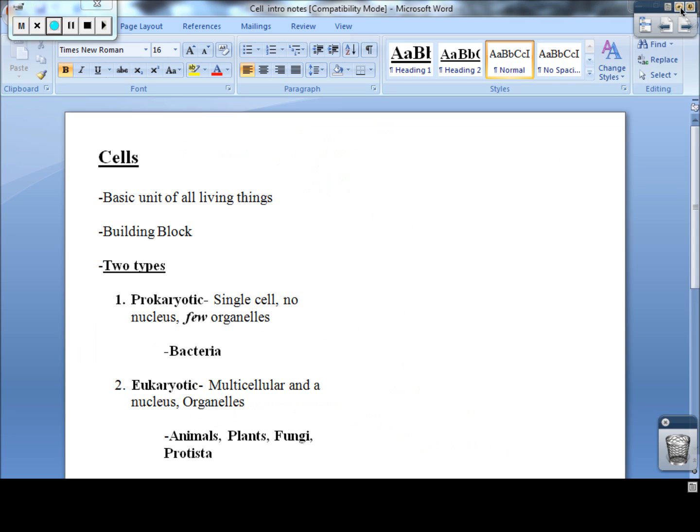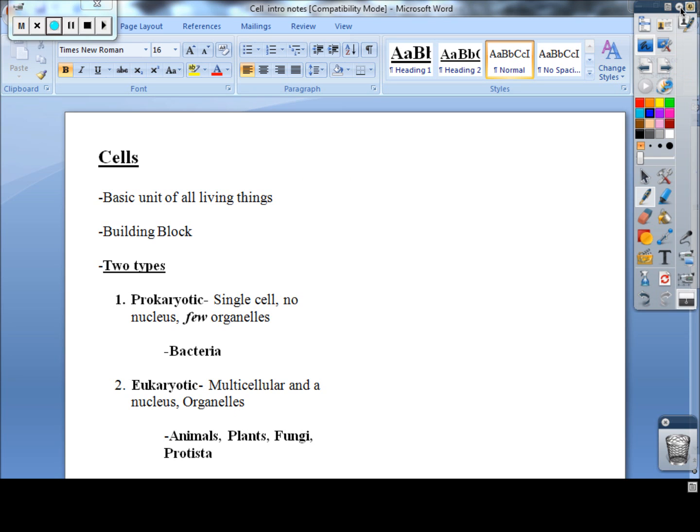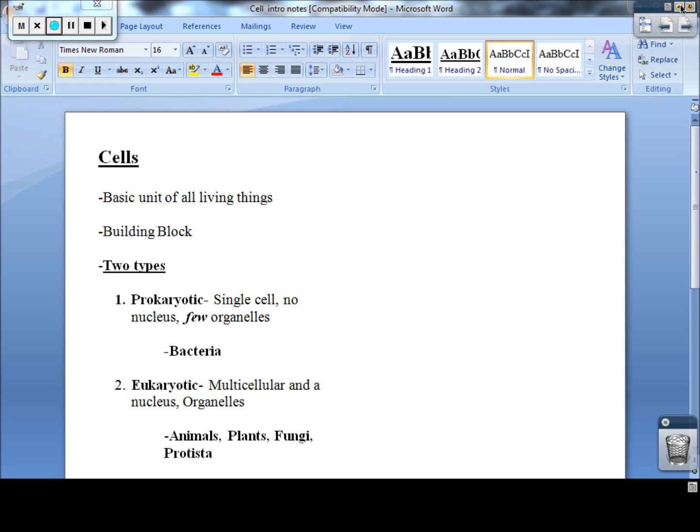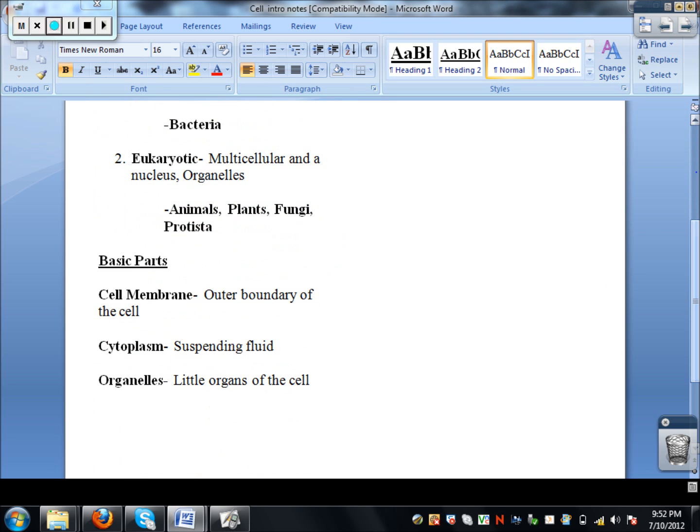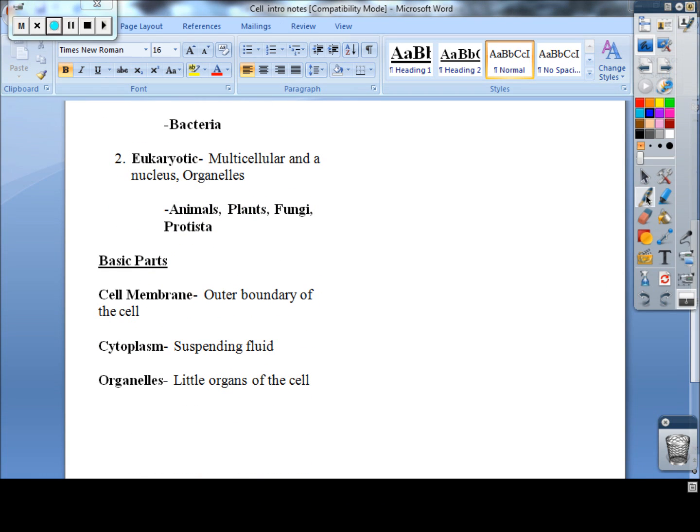Okay, and then we have basic parts of a cell. There are three of them. We have cell membrane, cytoplasm, and organelles. Whether you're a prokaryotic cell or eukaryotic cell, you have all three.